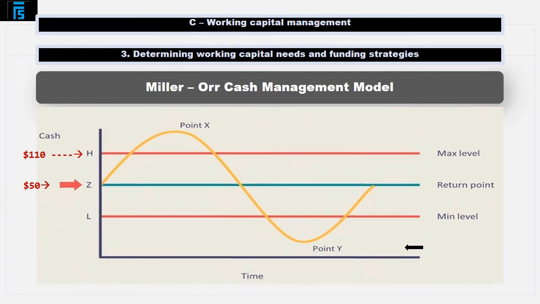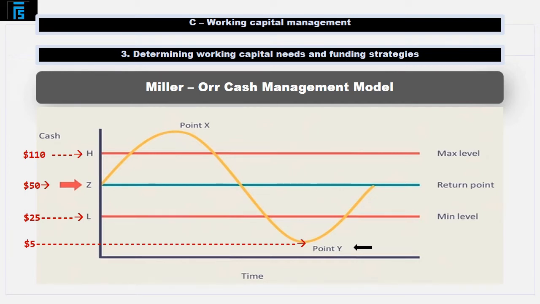Now, having a cash balance that is too low presents a whole other set of difficulties. I'm sure that you would agree. Here, let's say the minimum level is $25. And we see that point Y is below that. What do we do if the cash balance hits its lowest threshold? Or even lower than that, to point Y, which is $5 in this example.